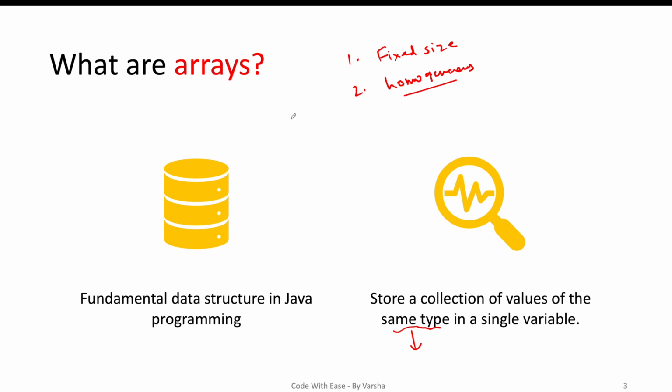And third thing is, of course, it is able to store multiple values. So that is why we are saying collection of values. So these three things are important. It is having a fixed size. It is storing the same type of elements in its data structure, and it is able to store multiple values. So those are the three main characteristics of arrays.